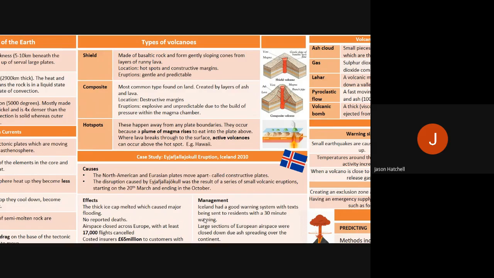Now, shield volcanoes, if you have a look over here, are volcanoes that are quite flat. It doesn't really have much of a slope to it. It's a gently sloping volcano. So what type of margin do you think creates this? Have a little look.